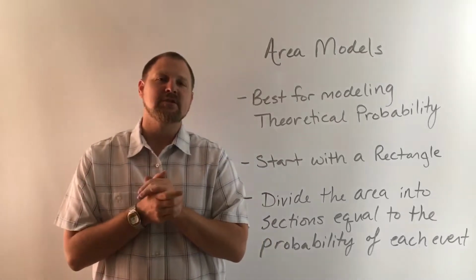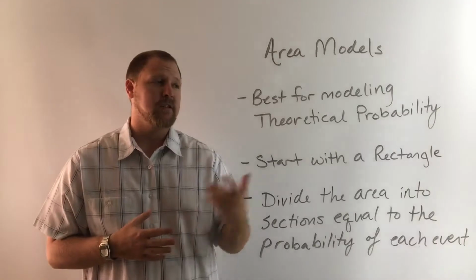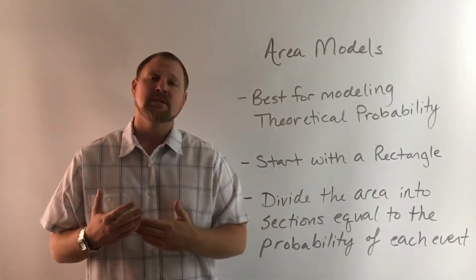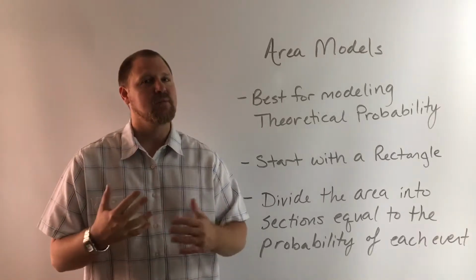The next section in Unit 2 discusses area models. Area models, in my opinion, are best for modeling theoretical probability. Of course, you're not unable to model experimental probability. It just becomes more and more difficult.